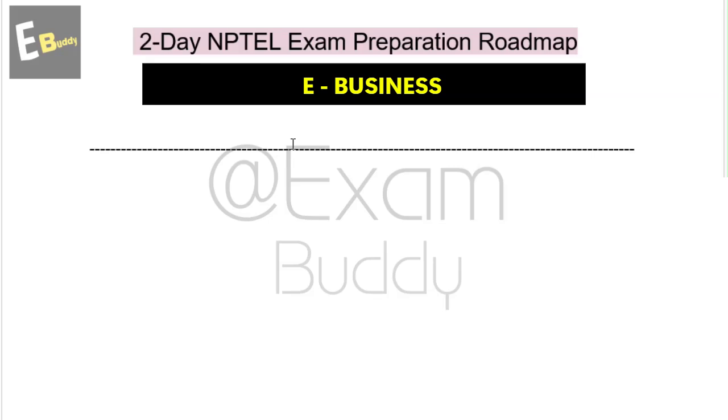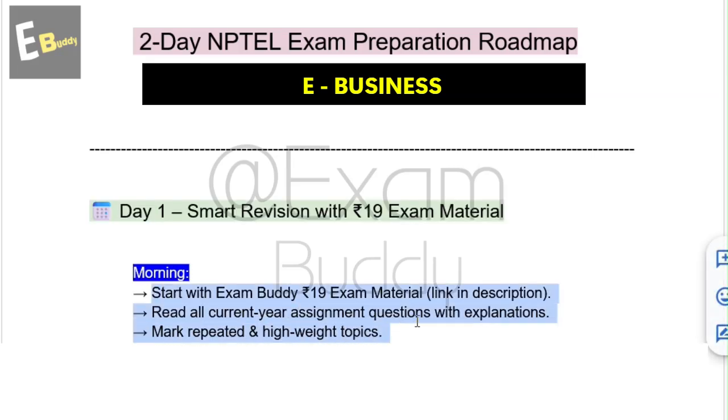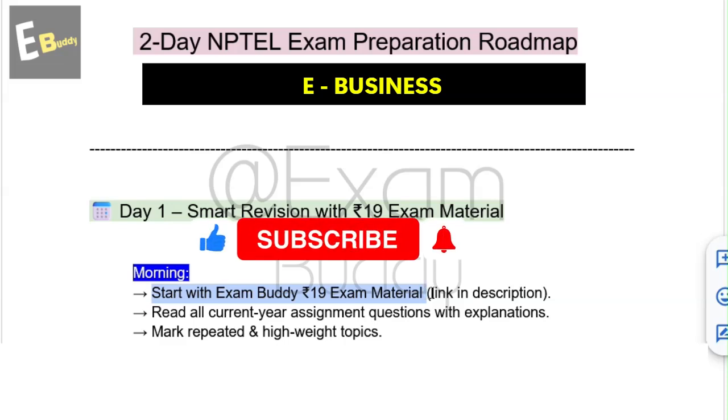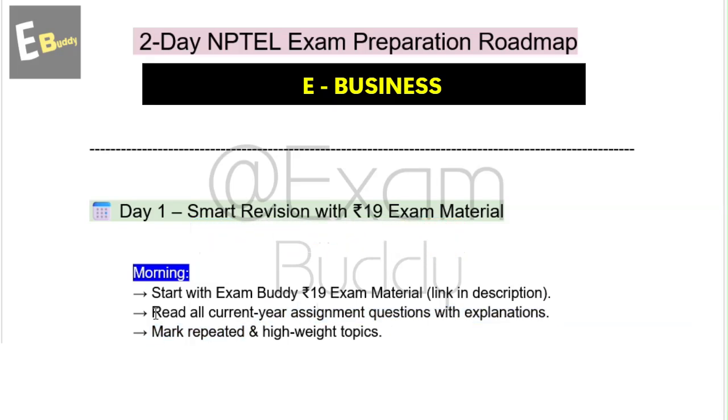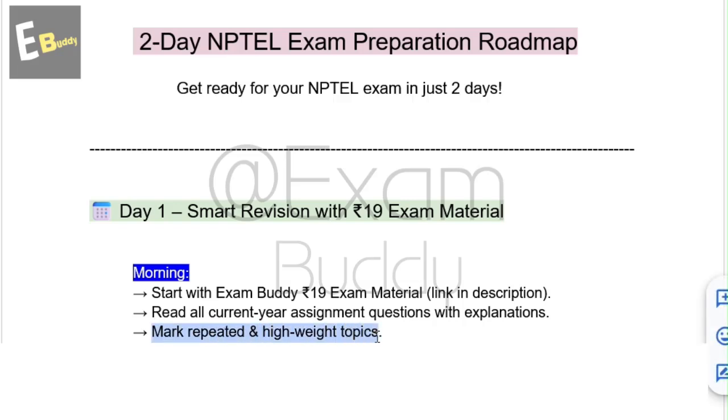On day one morning, start with the Exam Buddy rupees 19 exam material, link in our description, and read all current year assignment questions with explanation. All assignments and questions with explanation are in our 19 rupees exam material. Mark repeated and high weight topics. You have to find similar questions and mark them. So you have to do these three things in the morning: start with the Exam Buddy rupees 19 exam material, read all current year assignment questions with explanation, and mark repeated and high weight topics.